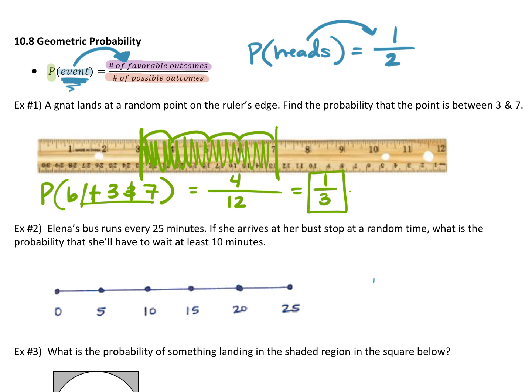Or, do you know another way you can write that? Like a percentage? A percent, right? If I divide that, I get 0.3 repeating, so I could say it's about a 33% chance that it lands between 3 and 7. So if you divide it and you get a decimal, make sure you multiply by 100 to turn it into a percent. Okay?